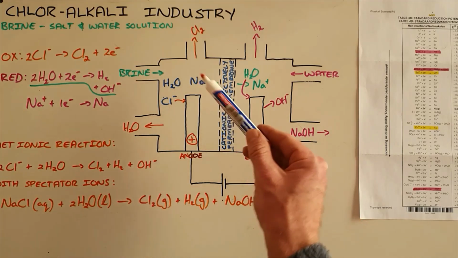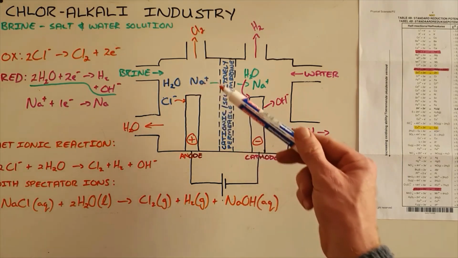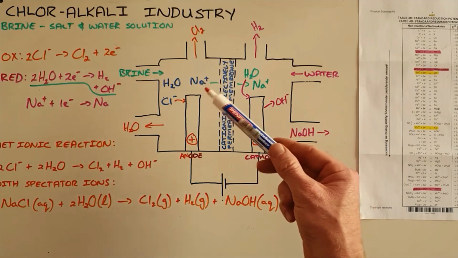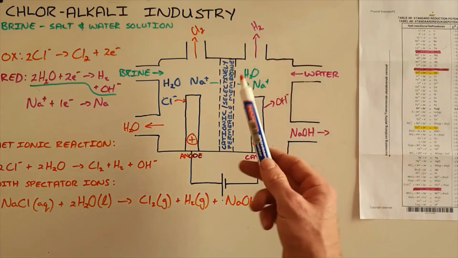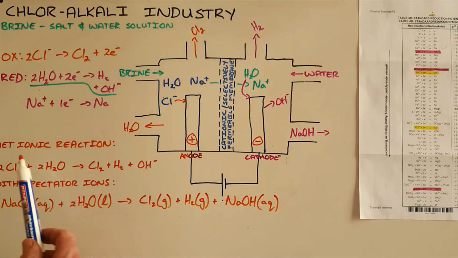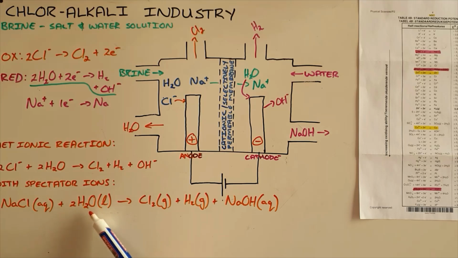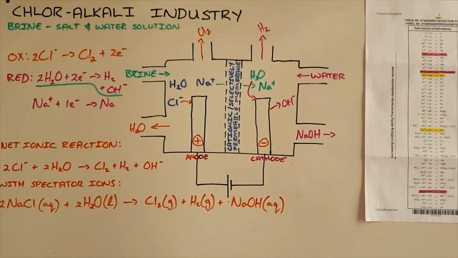And then obviously our sodium ion does not take part in the reaction, which makes it a spectator ion. We can then see that our overall reaction is 2 sodium chloride molecules react with 2 water molecules to form chlorine gas, hydrogen gas and sodium hydroxide in its aqueous form.